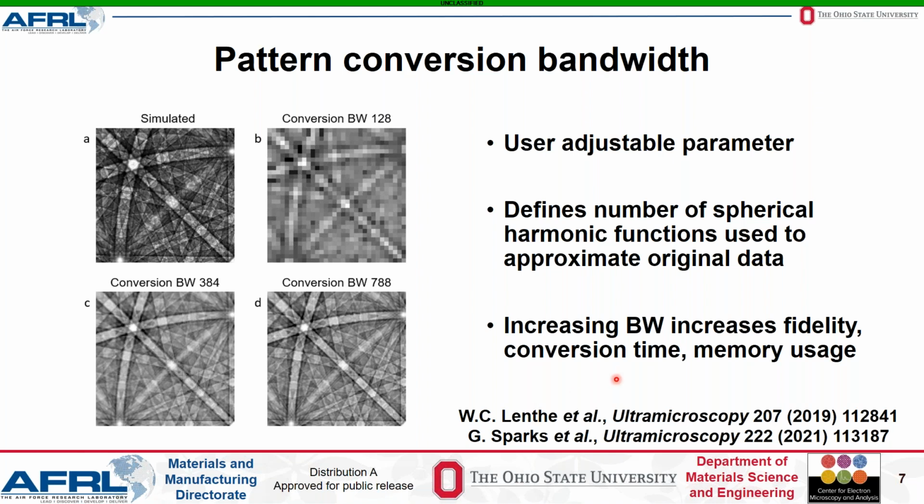There you might want to use dictionary indexing possibly, which is even slower sometimes, but can more precisely match very subtle differences in the pattern. Whereas at the conversion bandwidth of 123, the patterns are fairly averaged out, the experimental patterns.